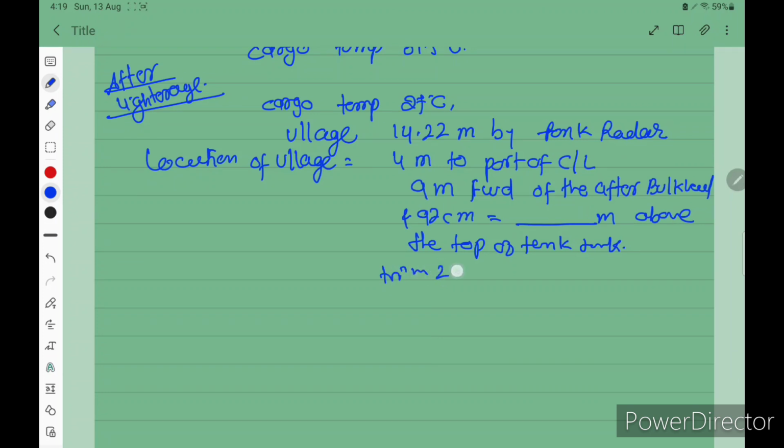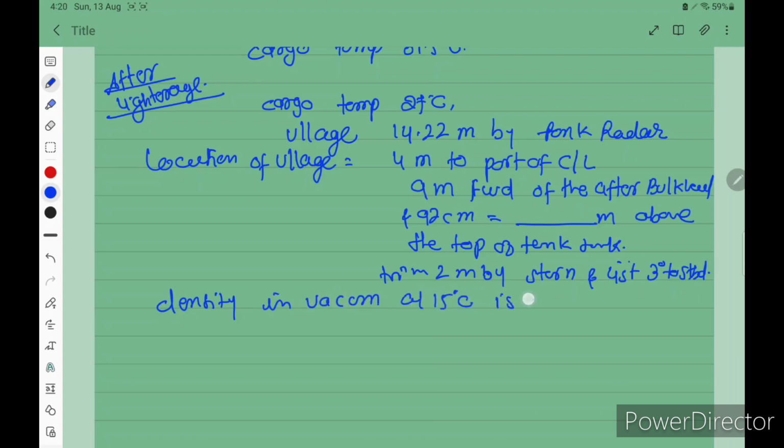Trim 2 meter by stern, and list 3 degree to starboard. Density in vacuum at 15 degree centigrade is 0.8311. Find out the quantity of cargo discharged.